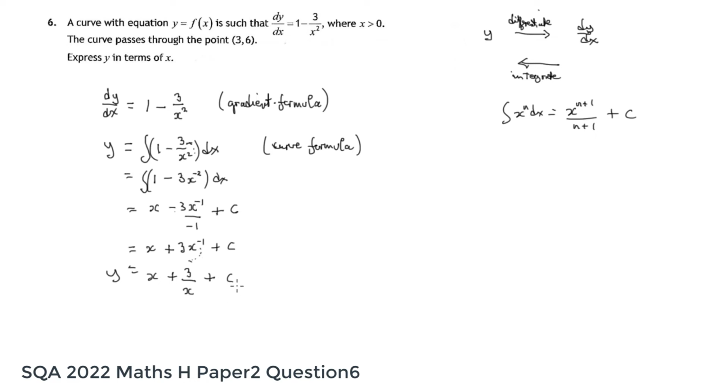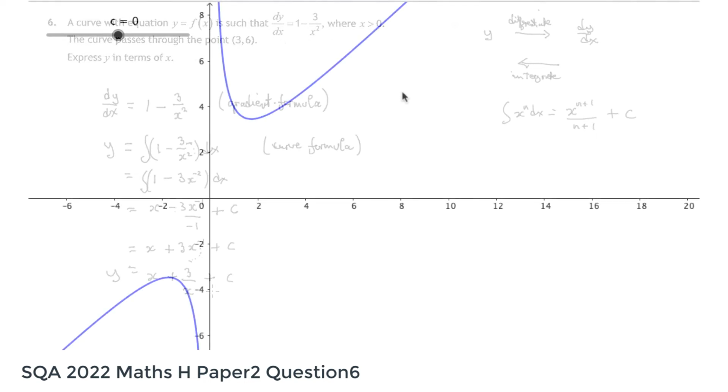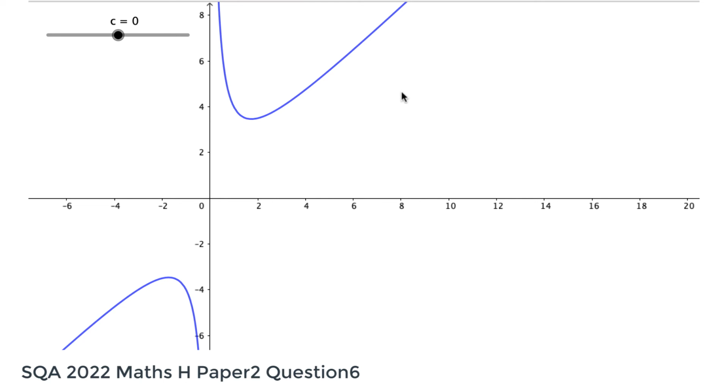Now, we don't know what c is. This is a whole host of curves. Let's have a wee look at this set of curves, or family of curves, and just talk about their gradient, because all of these curves, no matter what c is, should have the same gradient formula. They should have the same gradient. Let's look at that. So here we have a graph of y equals x plus 3 over x plus c, and in this case c is 0. Now, it's not a graph you're really familiar with. It seems to have 2 branches, one up here and one down here.